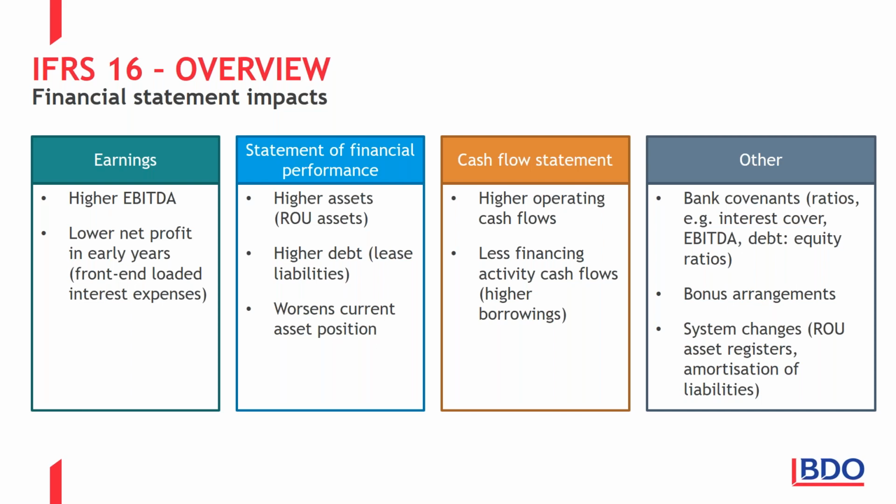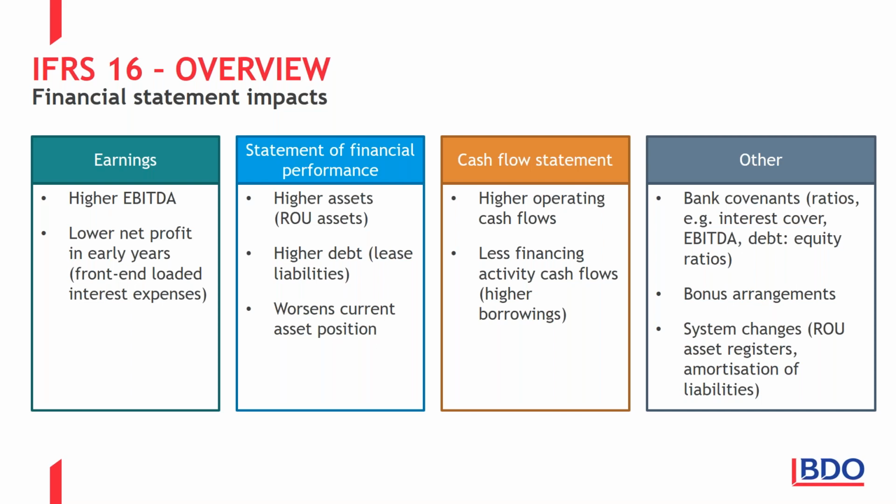When we look at the statement of financial performance, we know there will be higher assets because we've got right of use assets on the balance sheet. We know we'll have higher debt, lease liabilities. But a critical point is we know that our current asset position will deteriorate because our right of use assets will be non-current assets, and we know our lease liabilities will be split between current liabilities and non-current liabilities. So if you look at current assets, there are no new current assets, but there are new current liabilities. So net current assets would deteriorate.